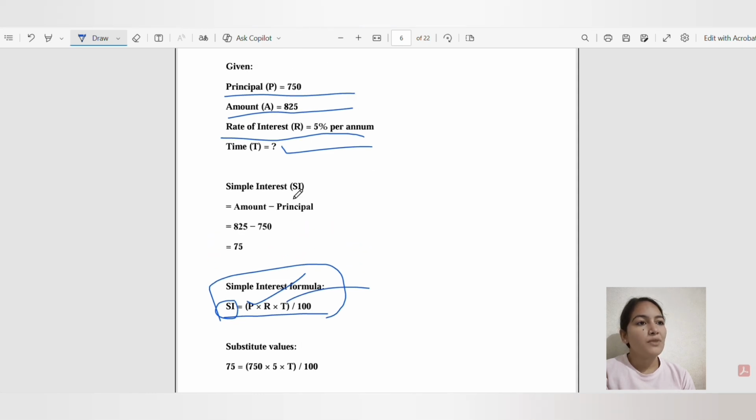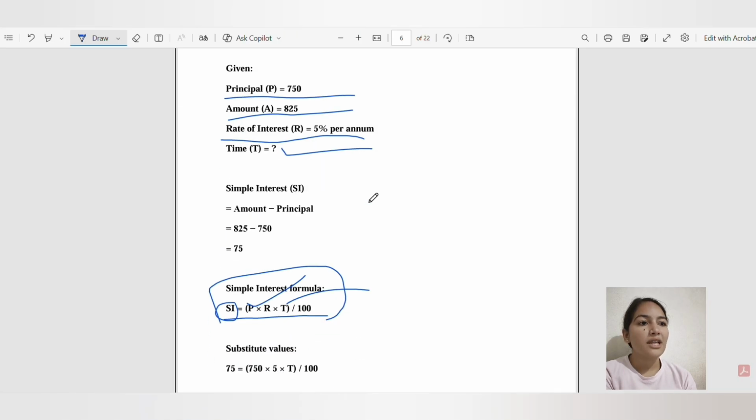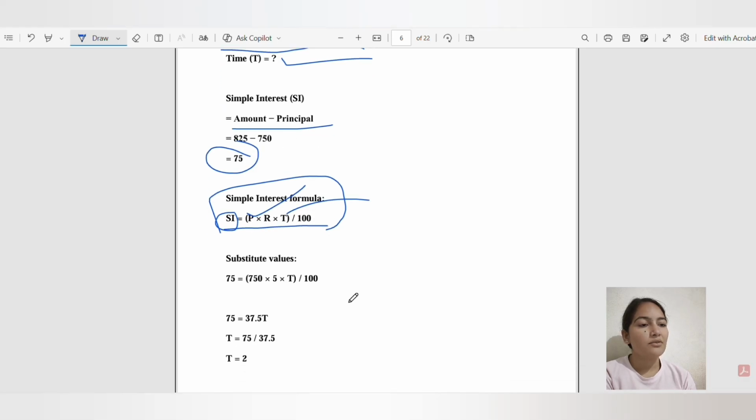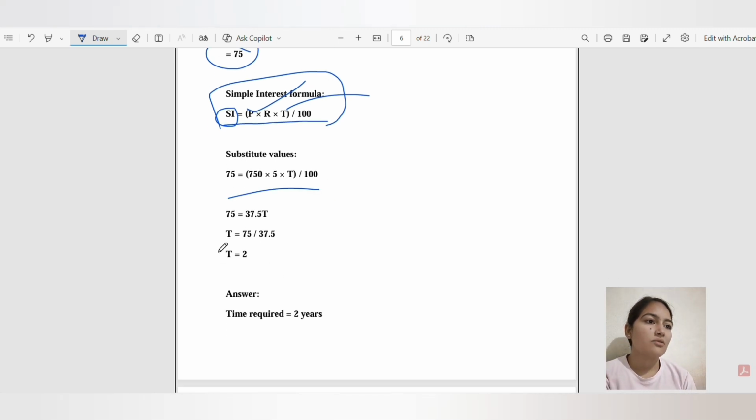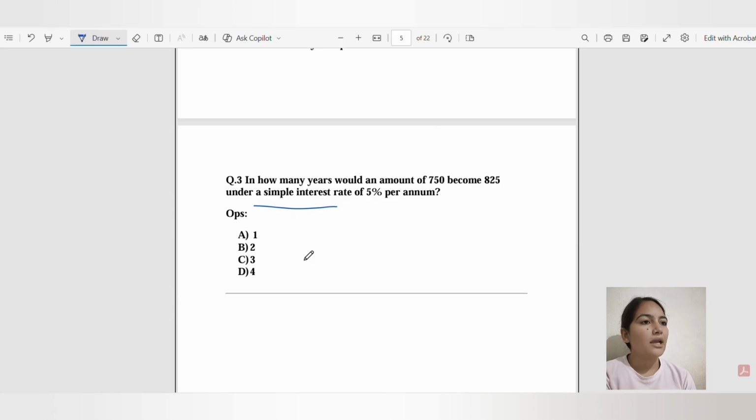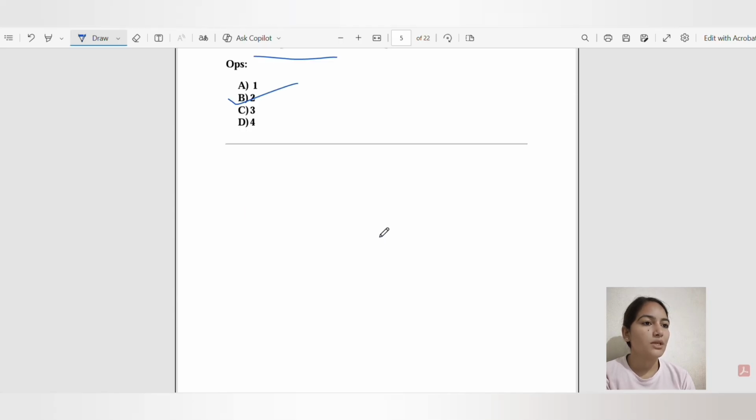To get SI: after getting a 5% rate on 750, what interest is he gaining? We calculate it simply by subtracting principal from amount. So we get simple interest 75, and then we put this in the formula. While solving this equation, we get the value of T, which is 2. So the time required is 2 years, and option B is correct.